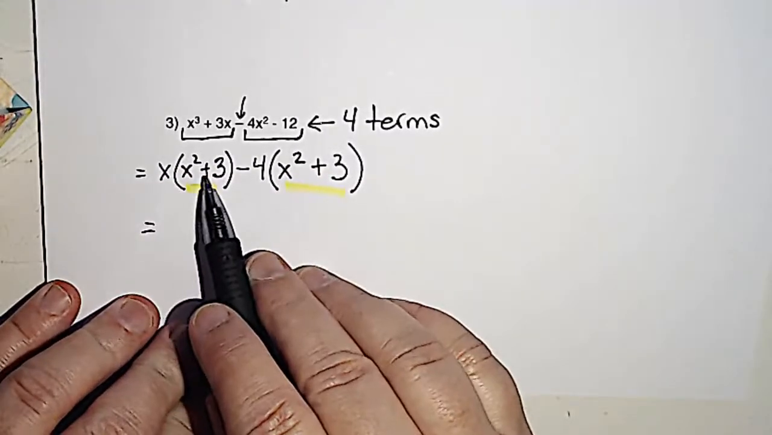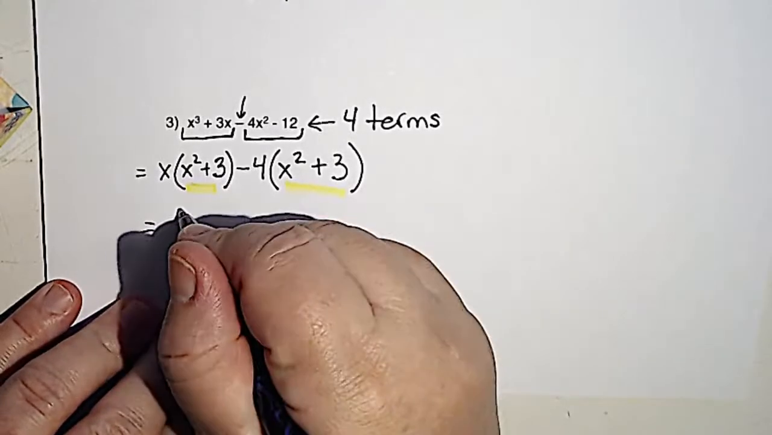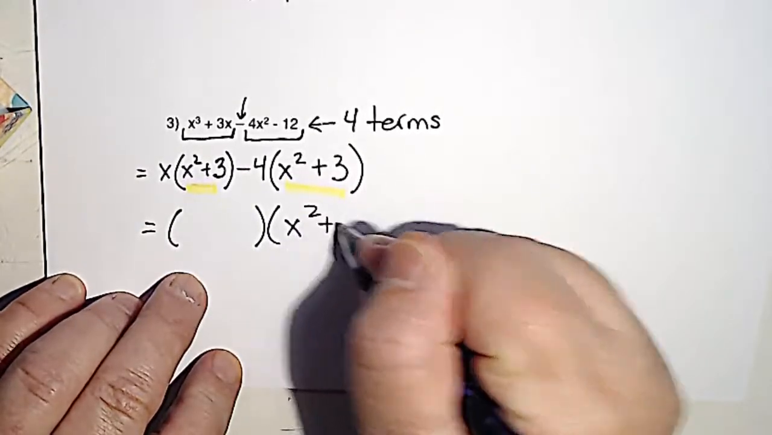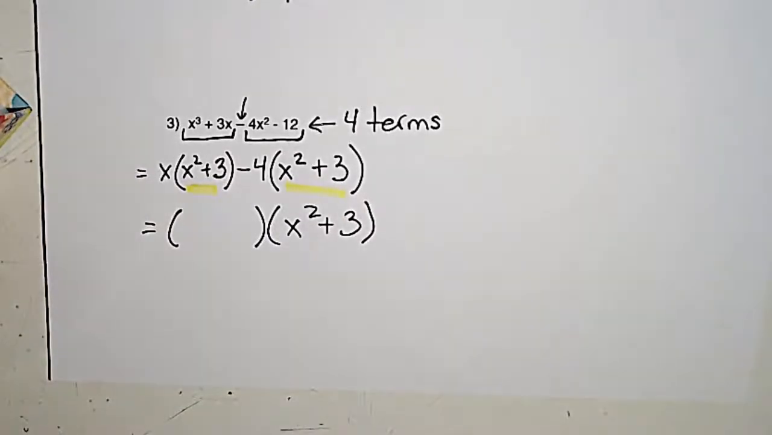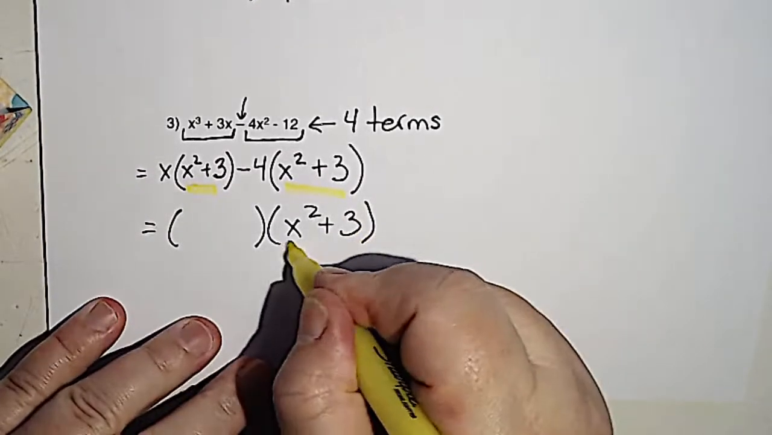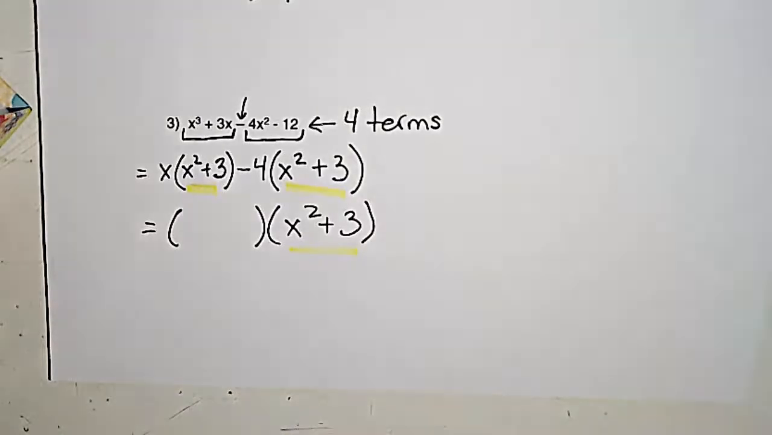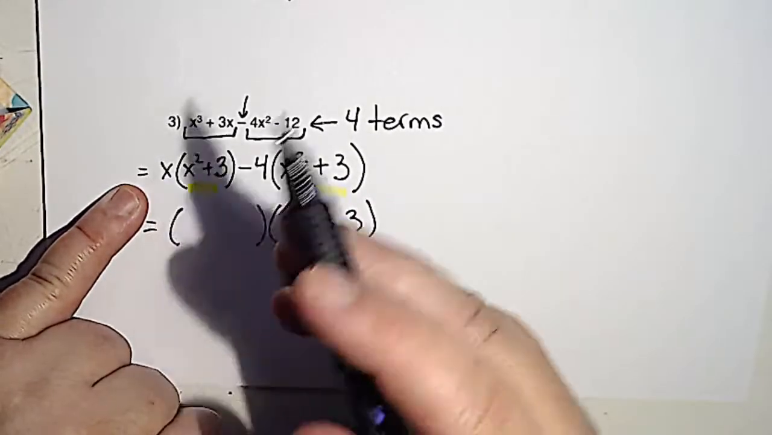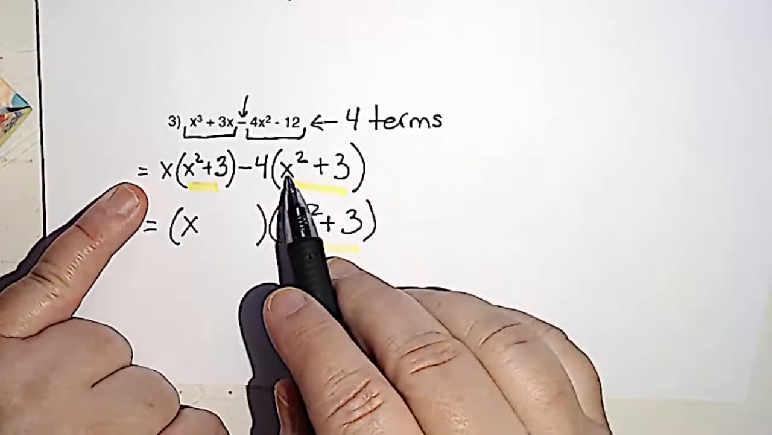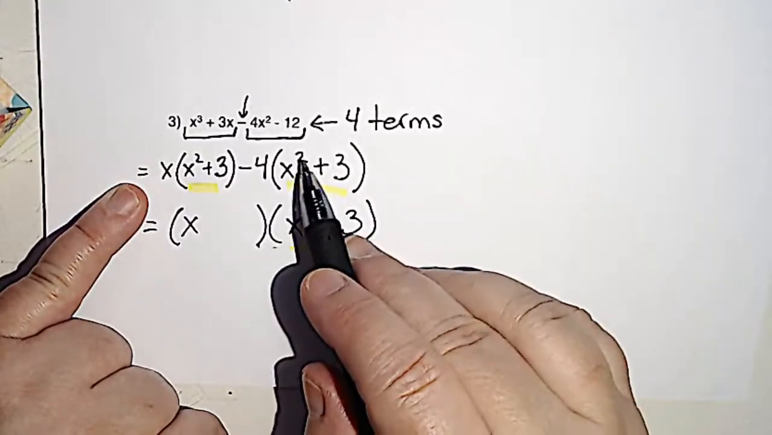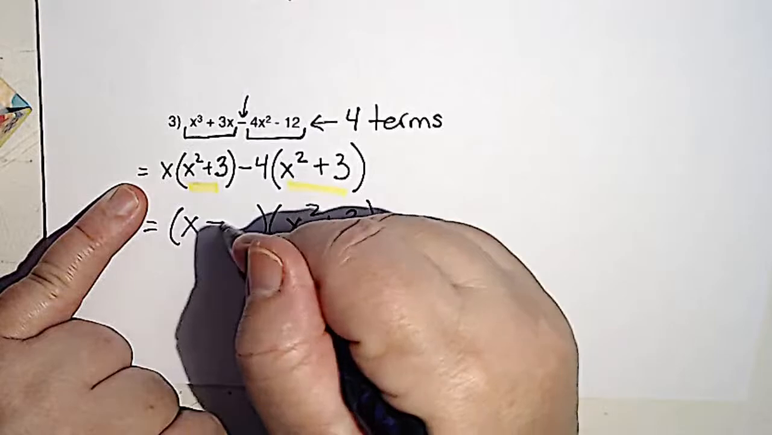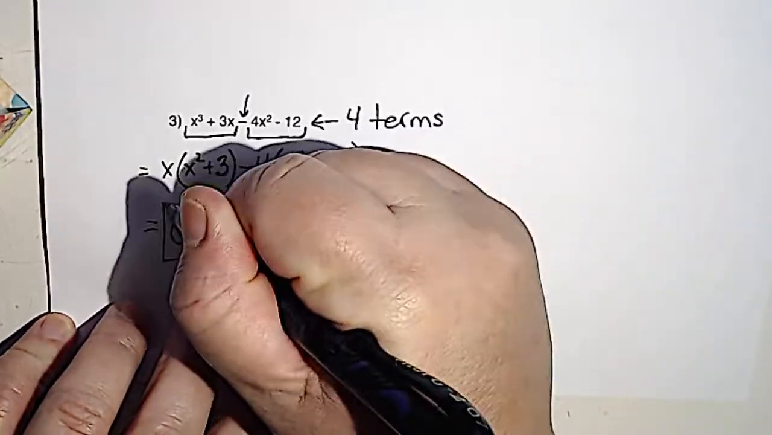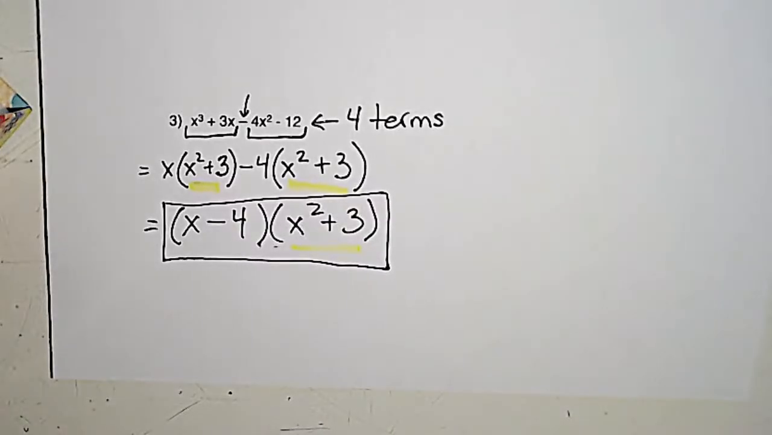Okay, I got x squared plus 3, x squared plus 3. Woohoo! So over here, I've got one binomial, and over here, I've got the x squared plus 3. So now we just have to figure out what's in this binomial. The x squared plus 3 comes out, it leaves behind an x. This x squared plus 3 comes out, it leaves a minus 4. And we are done. Bam, that's 6.1.